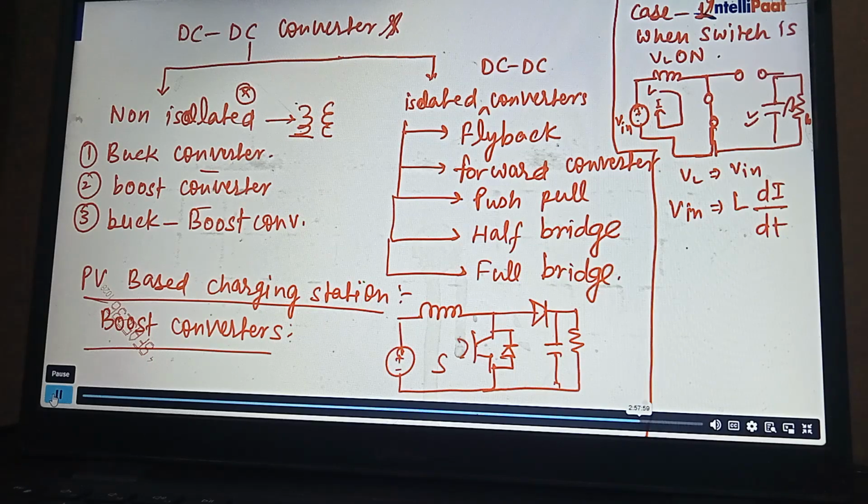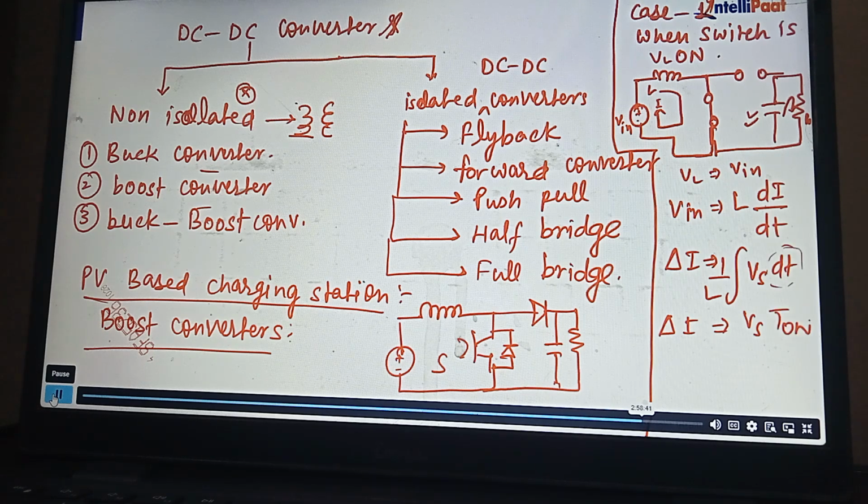Let's calculate this value. What is the ripple current, Delta I? We can write di, that is equivalent to delta I. Delta I is the integration of Vs dt, times 1 over L. So delta I can be calculated as Vs, and dt represents the turn on time, so we can take it as T on divided by L.